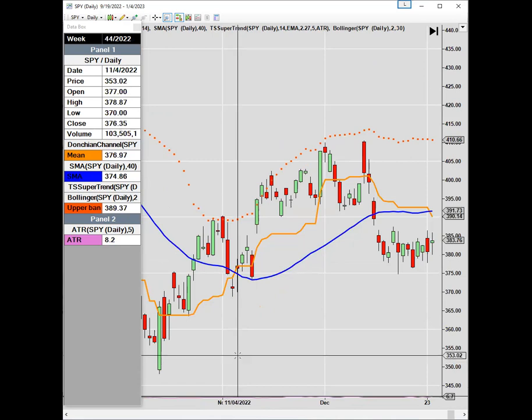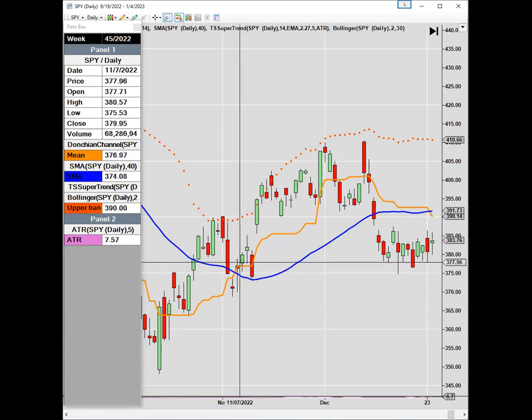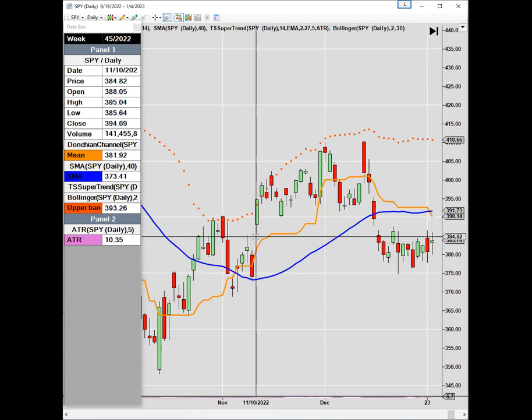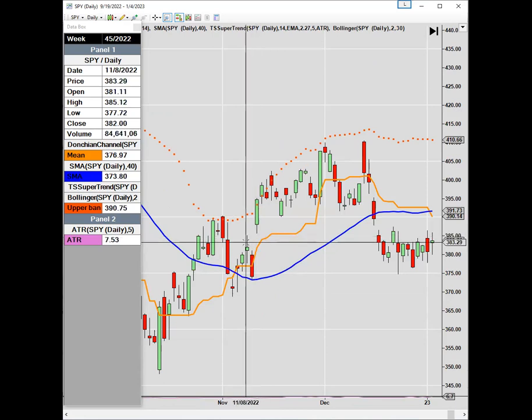Here it is on 2022, 11-4. Orange line crossed over the blue line. It's that simple. Enter at or below the open. Here is where we see the massive profits on the gaps.